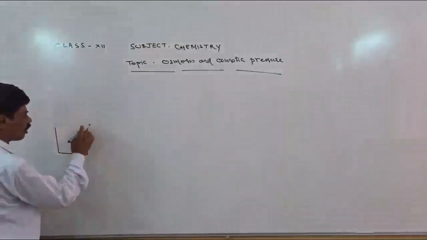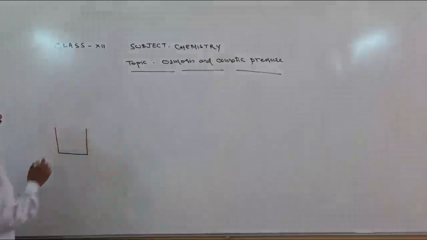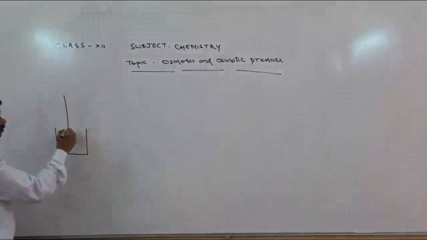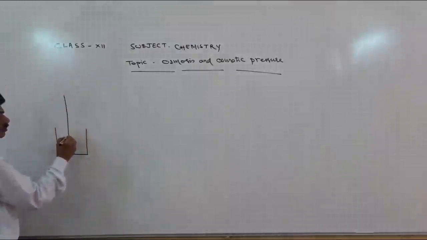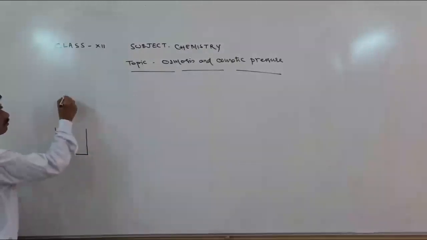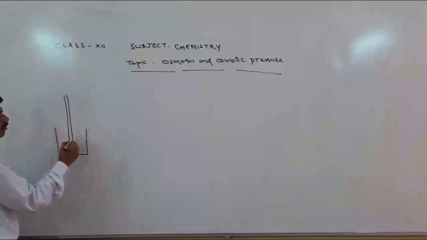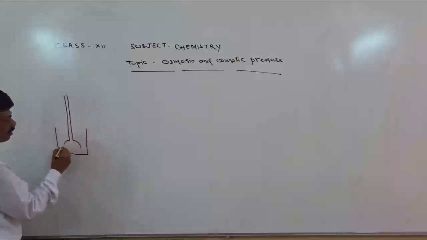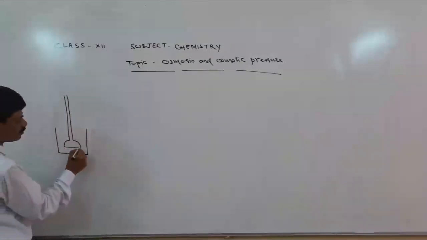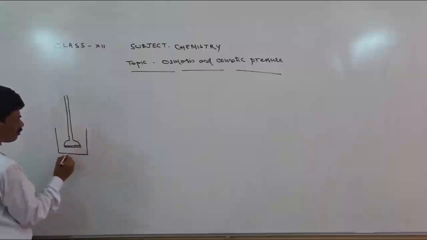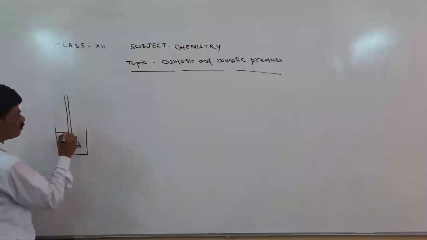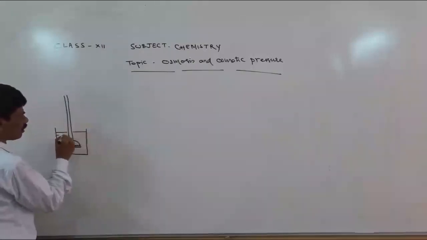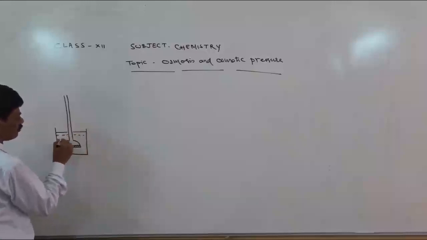In osmosis we have a container. It's a beaker, and in that container we are keeping a thistle funnel. In that container, say beaker, we are taking solvent.